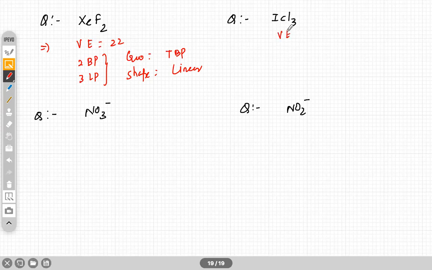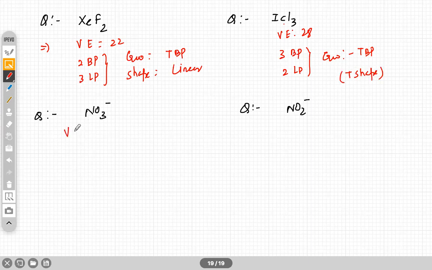ICl3, valence electron, 7 into 4, 28. So we have 3 bond pair. See, 3 outer atoms, 3 bond pair, and 2 lone pair. So it is T shape. Geometry is again TBP, and it is T shape.